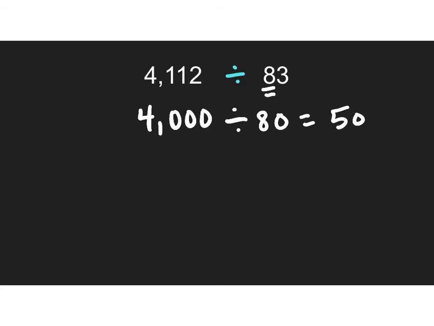Let's take a look at this problem. I know that 4,112 is really close to 4,000, and 8 happens to be a compatible number with 40. 8 times 5 is 40, so I'm going to round this down to 80, which will bring my answer to 50. If I want to check my math, 8 times 5 is 40, and I'm going to place those 2 zeros there, 4,000, which gives me my dividend, which is perfect.